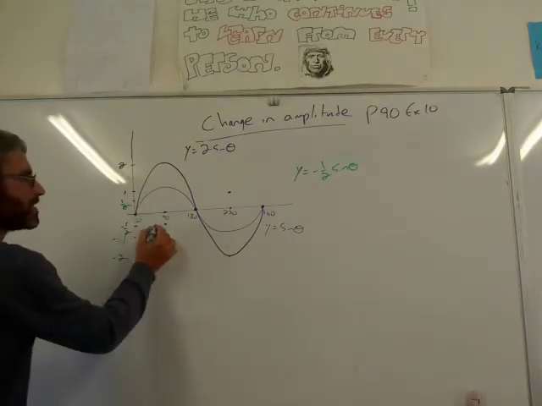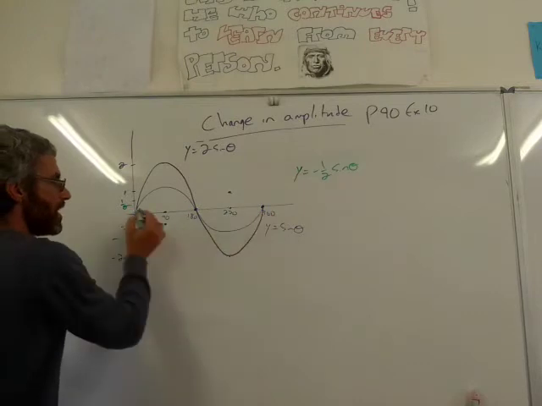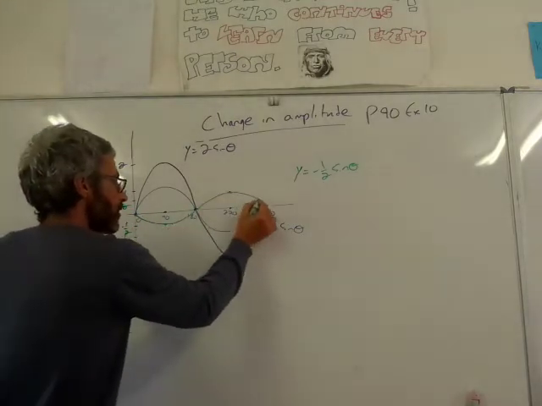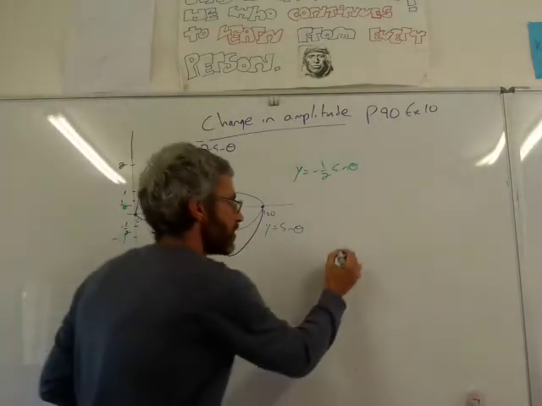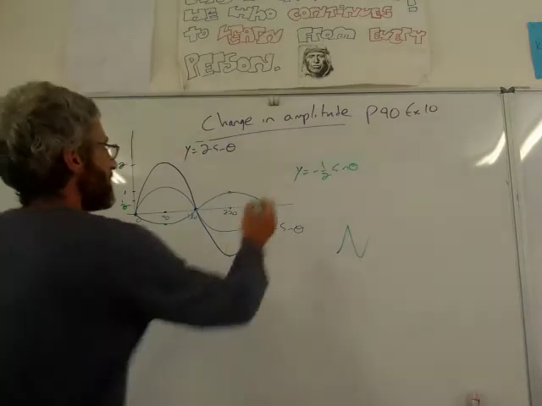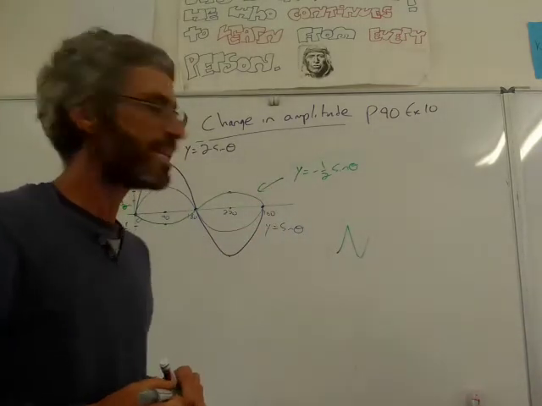Now I can see this graph. The maximum and the minimum points and the 0 points. And I'm just going to draw a nice curvy graph. Please, guys, curvy. Don't draw these little sharp ones. Make them nice and curvy. And that is y equals minus half sine theta.